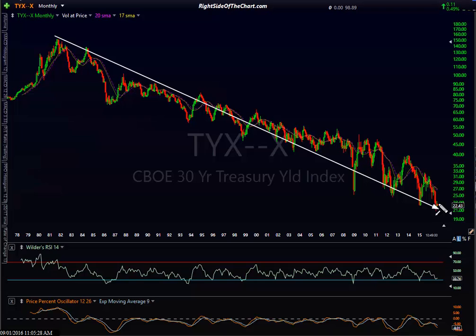Now, we all know where we are right now. We're at a zero interest rate environment. These are 30-year bond rates, the 30-year treasuries. You can go back, you can pull up 10-year treasury yields, 5 years, 1 year, whatever.